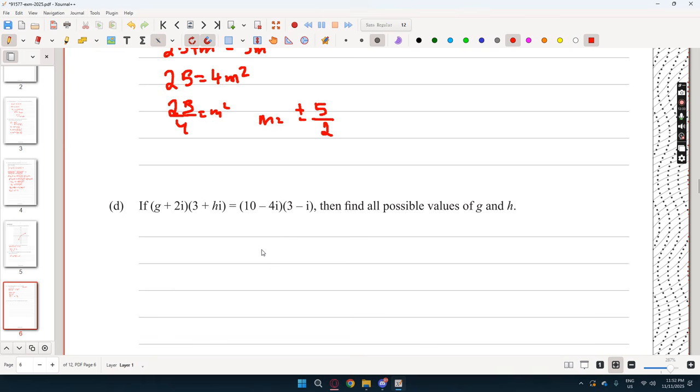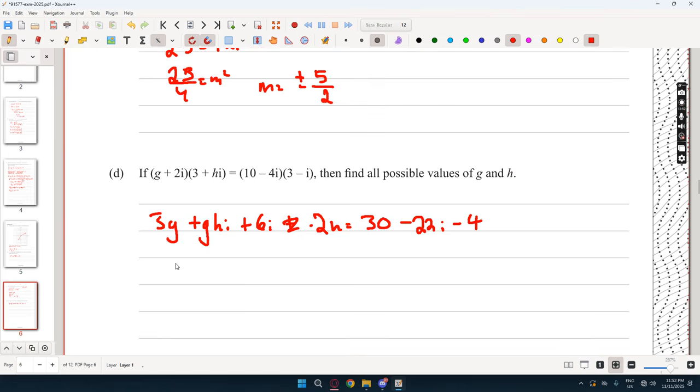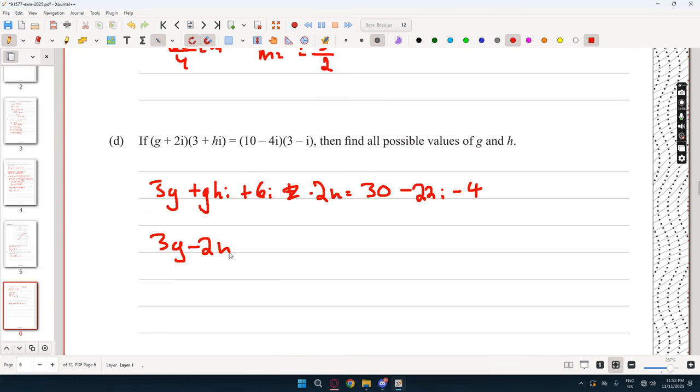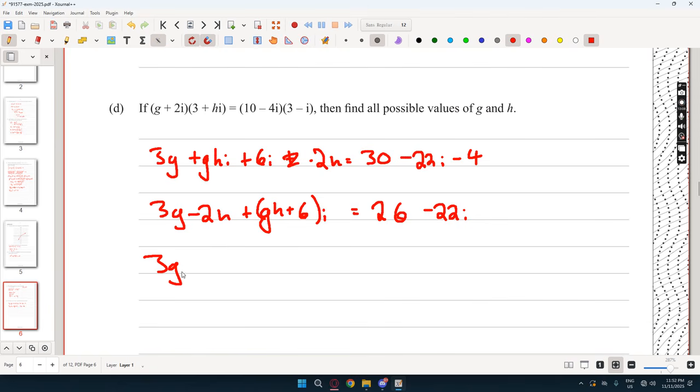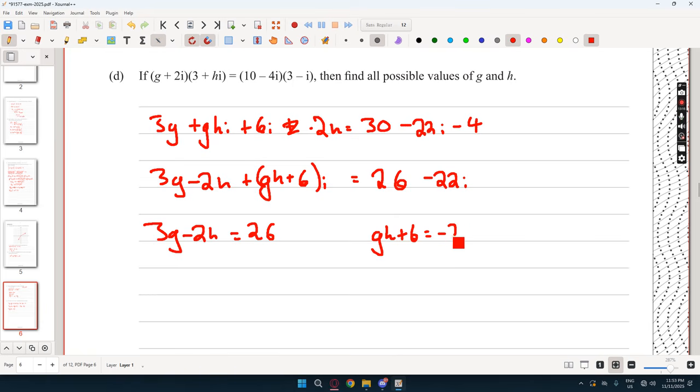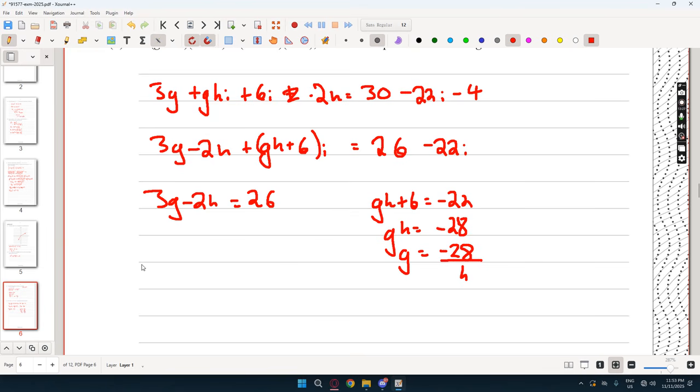And find all possible values of g and h. 3g plus ghi plus 6i minus 2h equals 30 minus 10i minus 12i, so minus 22i, plus 4i squared, so minus 4. So 3g minus 2h plus gh plus 6i equals 26 minus 22i. So 3g minus 2h equals 26, and gh plus 6 equals minus 22. So gh equals minus 28. So g equals minus 28 on h. 3 times minus 28.